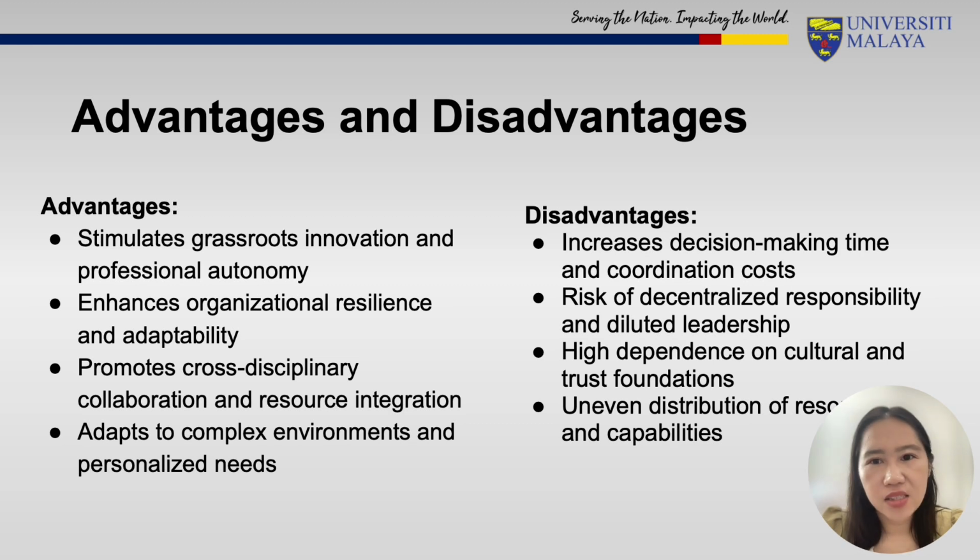But on the other hand, it has problems. Decisions take longer because more people need to agree, and it costs more to coordinate everyone. There's also a risk that no one takes clear responsibility, and leadership might become weaker if too many people are in charge. It relies a lot on a culture of trust, and sometimes resources or skills aren't shared fairly among the group.